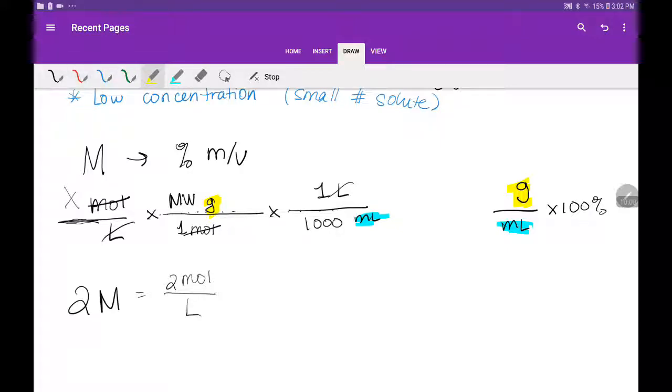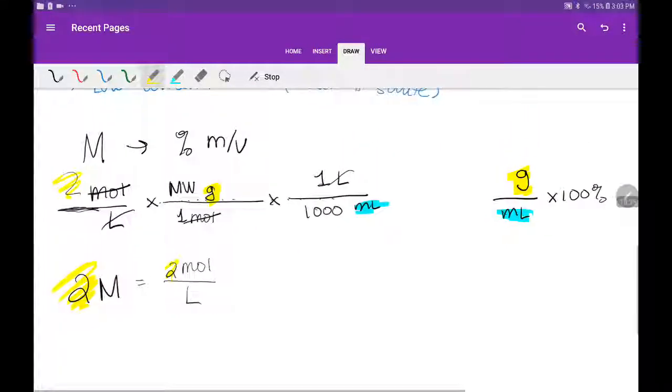So whatever the starting molarity is, that's what's going to go here. So this molarity, if it's 2 molar, that's going to go right here, because 2 molar is the same thing as 2 moles per liter, and that's where that comes from. Okay, so that's a really simple and easy way to calculate the number of grams per mole.